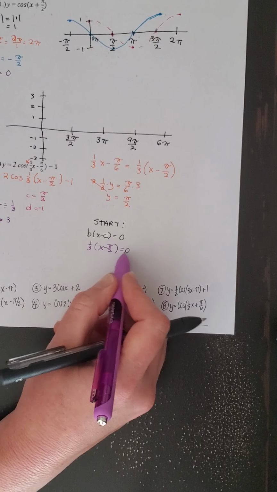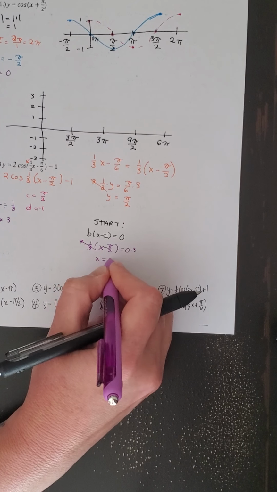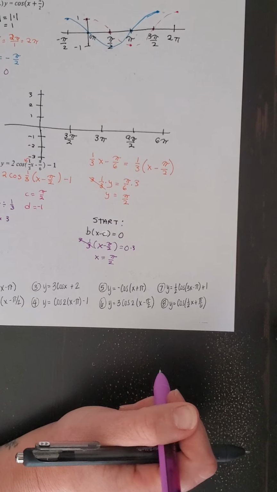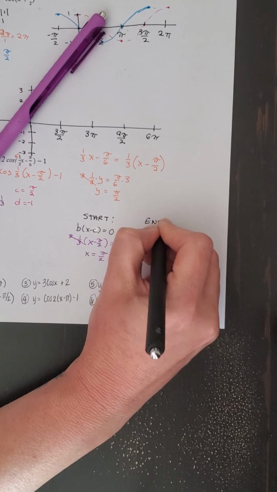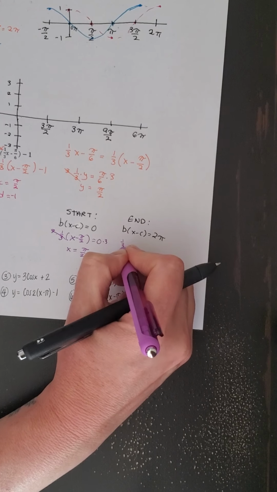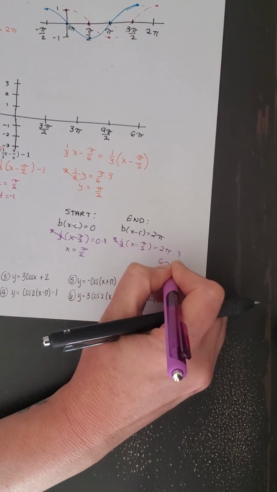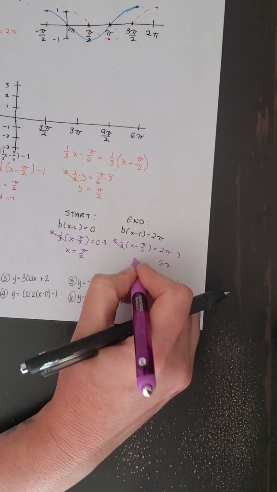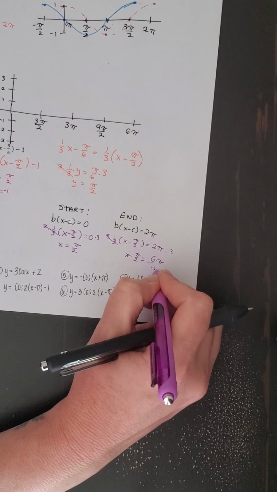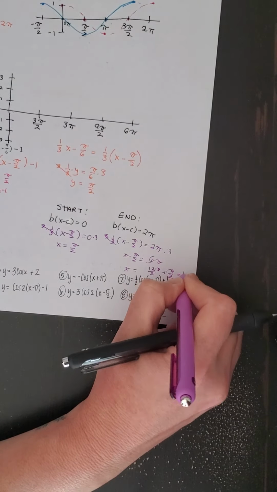So I'd multiply by 3. That wouldn't do anything to this side, but I'll multiply by 3. That'll cancel out. And then I'll move the pi over 2 over, and I get x equals pi over 2. So I'll start at pi over 2. And then I will end at bx minus c equals 2 pi. So I'll plug in my 1/3, x minus pi over 2 equals 2 pi. Multiply by 3. This time I'll get 6 pi. So you can see where that 6 pi came from. And then 6 pi over 1 is the same as 12 pi over 2. And I'm going to add pi over 2 to it, so that'll be 13 pi over 2. So I'll end at 13 pi over 2.